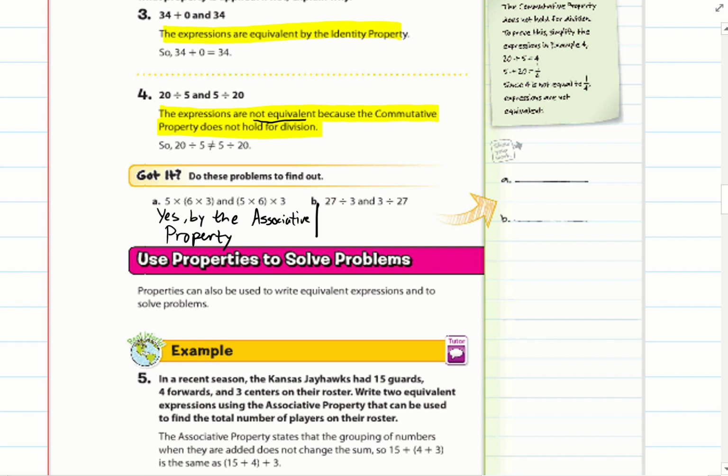And for B, these are division, and our properties do not work for division, so not equivalent. And this is going to be commutative because there's no grouping, no identity. Commutative does not hold for division.